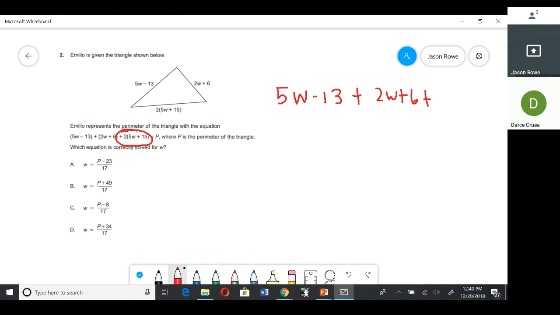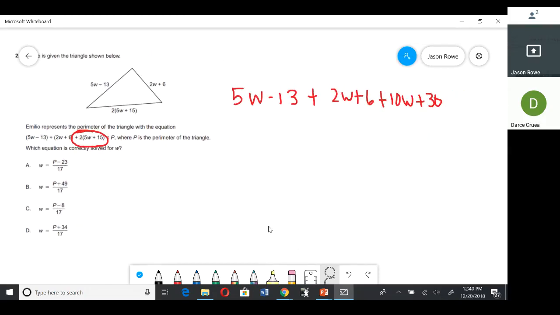So when we distribute 2 to 5w plus 15, we get 10w. 2 times 5w is 10w. Plus 2 times 15 is 30. Okay, and now we've got to find our like terms.